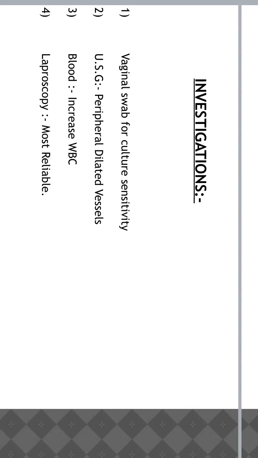Now if you want to confirm it, first send a vaginal swab for culture and sensitivity. You can go for USG pelvis. What will you see in PID? In PID, there are peripheral dilated vessels. The vessels in the pelvic organs are dilated. In blood, due to infection and inflammation, there is an increased WBC count.